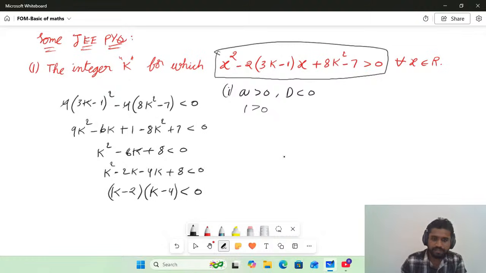What is the solution for k minus 2 into k minus 4 less than 0 by using the wavy curve method? We have already seen a lot of questions. So 2 is one root and 4 is one root. Here plus, here minus, and here plus. So the less than 0 interval is from 2 to 4. And now what is the integer between 2 to 4?